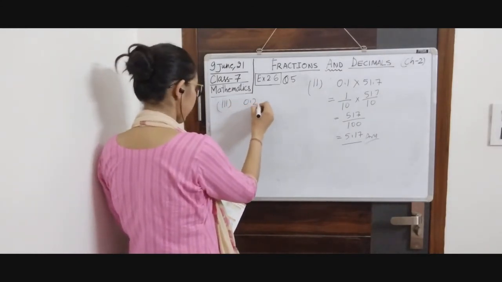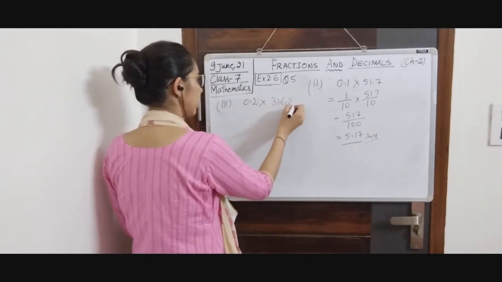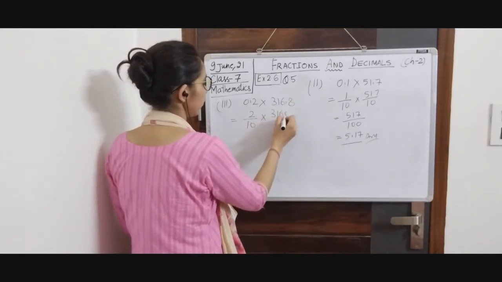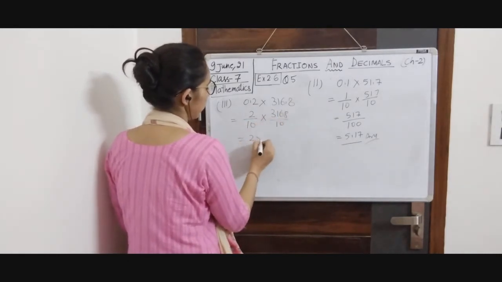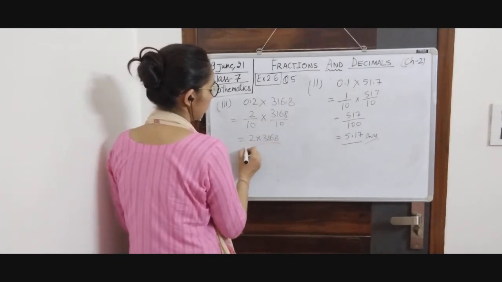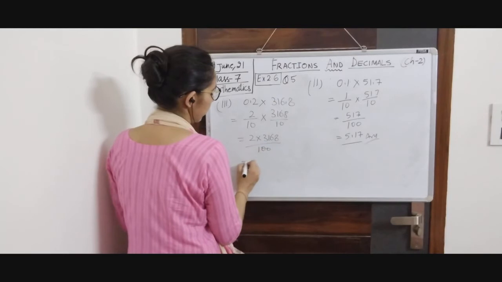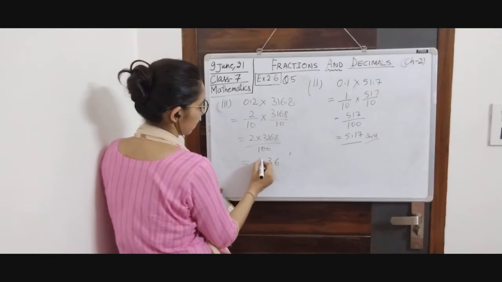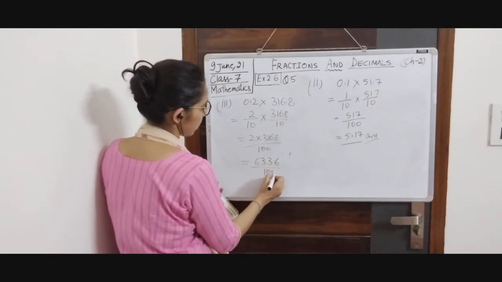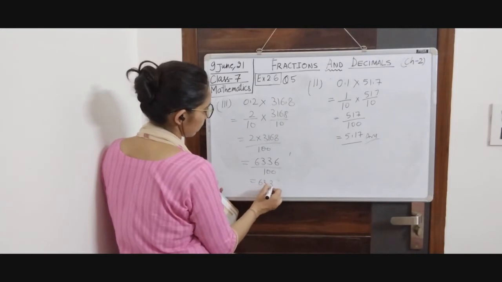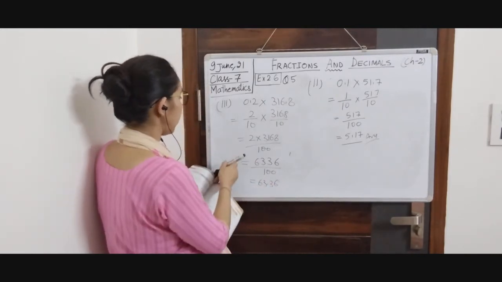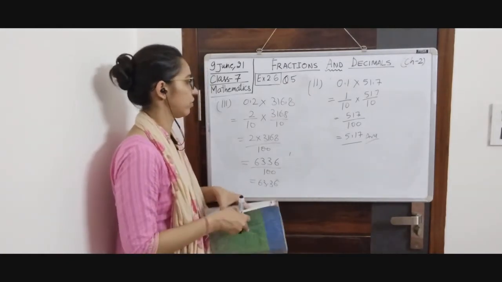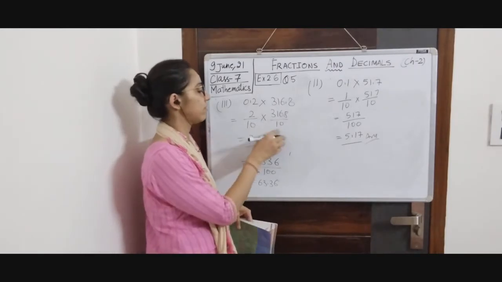In third part, we have 0.2 into 316.8, okay, which will be equal to 2 by 10 into 3168 by 10. We will multiply 2 with 3168 and divide by 10 into 10, 100. Okay. By 100, which will be equal to 63.36.